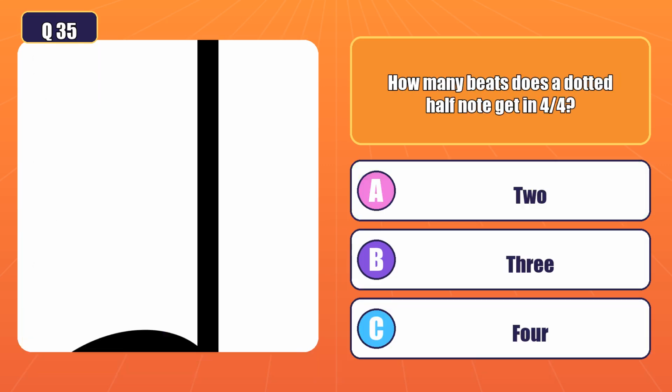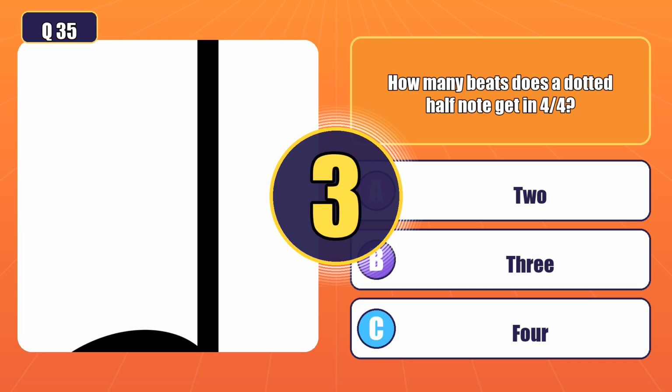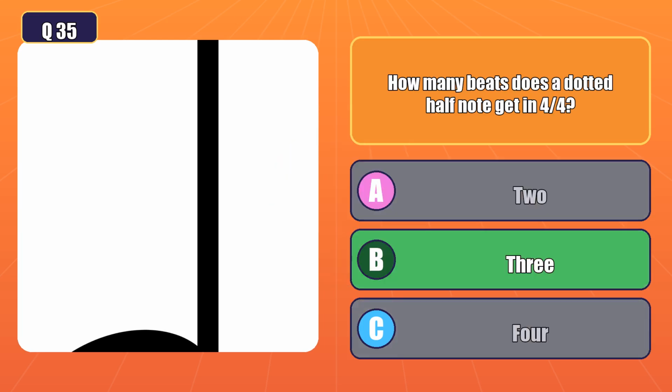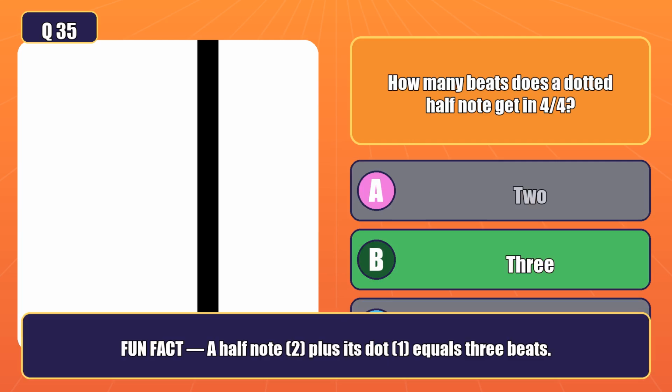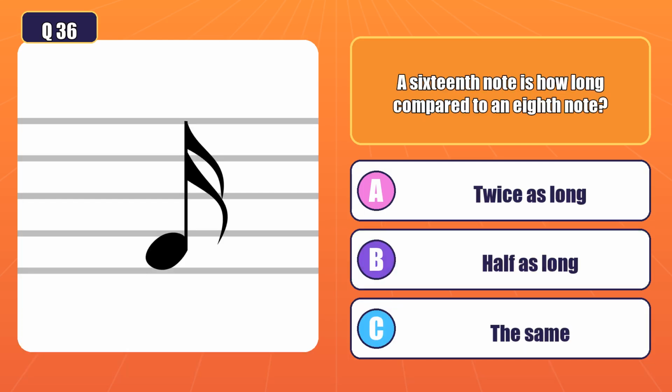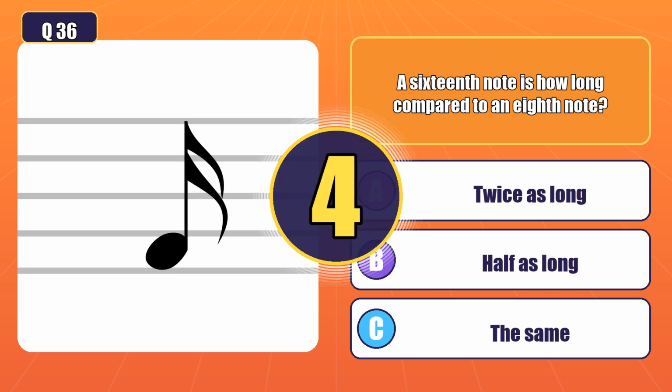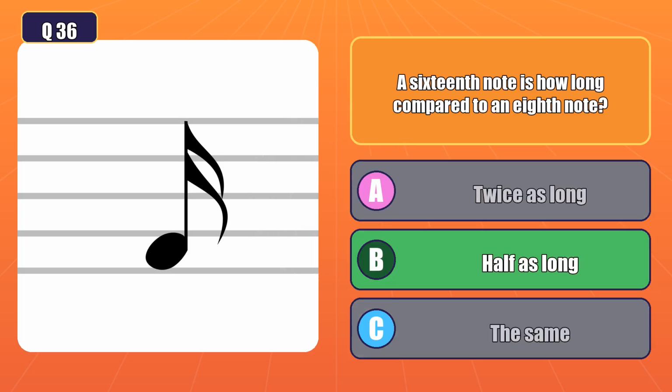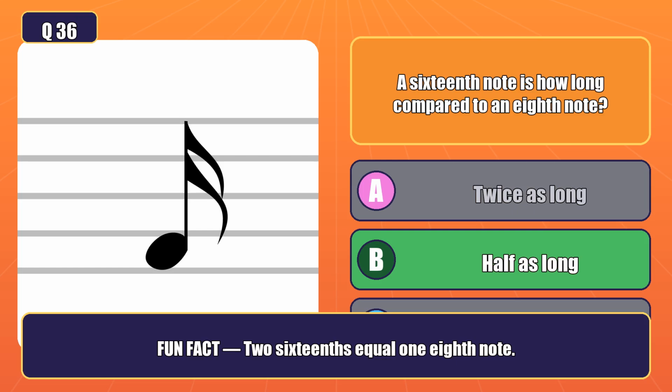Question number 35. How many beats does a dotted half note get in 4/4? The answer is 3. Fun fact, a half note, 2, plus its dot, 1, equals 3 beats. Question number 36. A 16th note is how long compared to an 8th note? The answer is half as long. Fun fact, 2/16 equal 1/8 note.